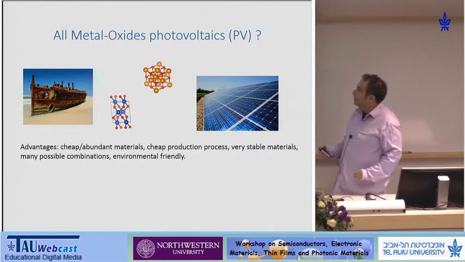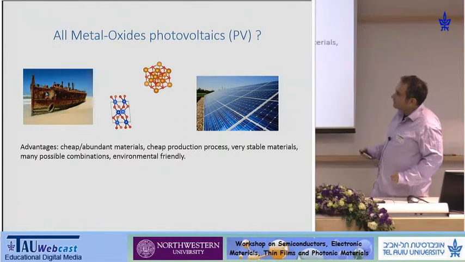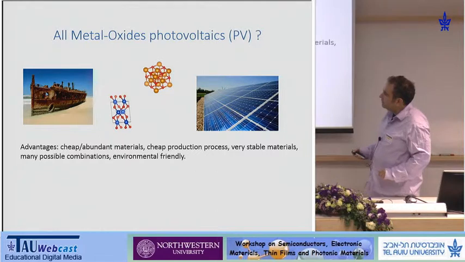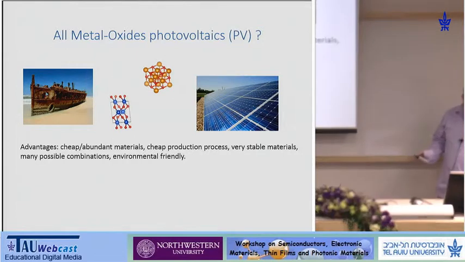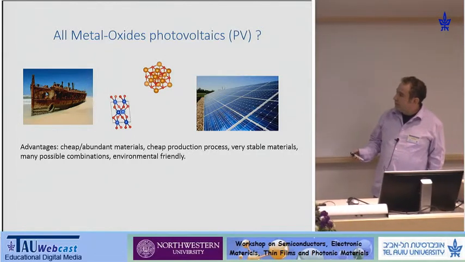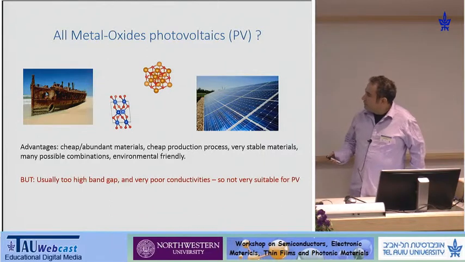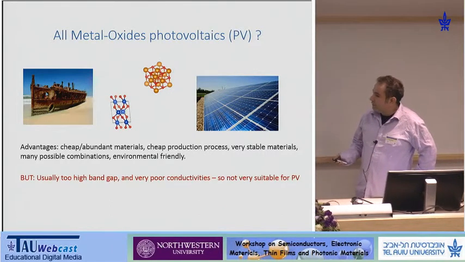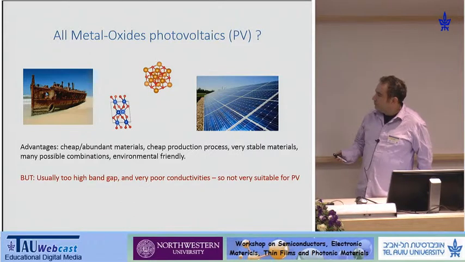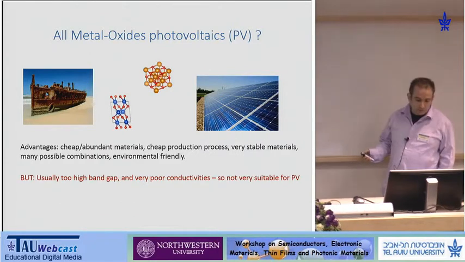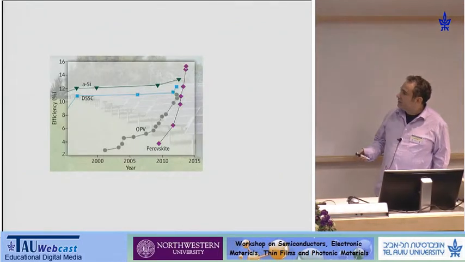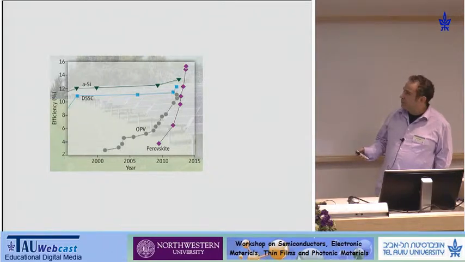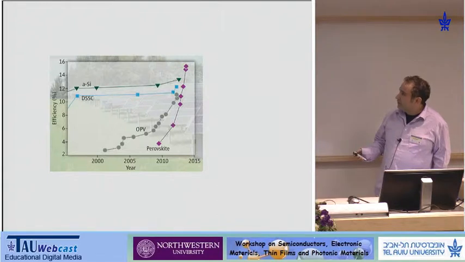So first of all, why metal oxides for photovoltaics? They are very abundant, cheap materials, with a cheap production process, very stable, and they also allow many different combinations. The problem is that it's hard to find materials that have both the band gap and the proper conductivities, so it's difficult to produce such materials. In recent years, there is the perovskite rush, so there are new technologies in photovoltaics, so it's interesting, and this is some motivation.